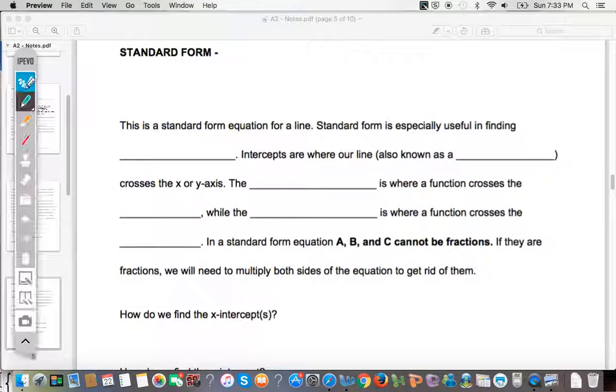Okay, let's take a look at this one. Our standard form equation we know is ax plus by equals c. So this is the standard form equation for a line. Standard form is especially useful in finding intercepts.